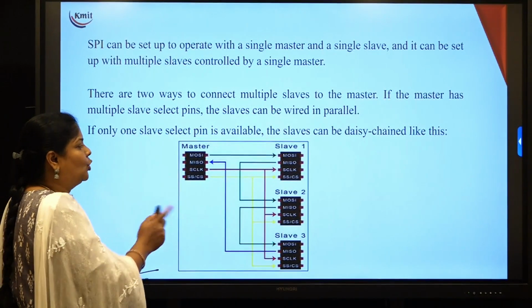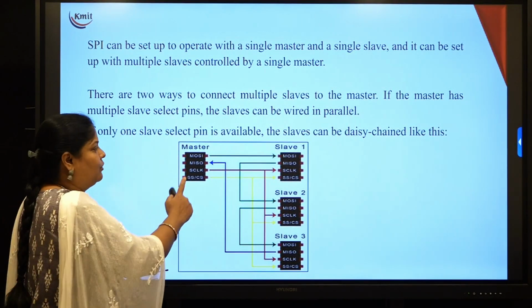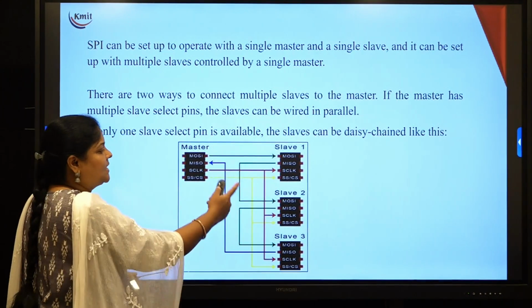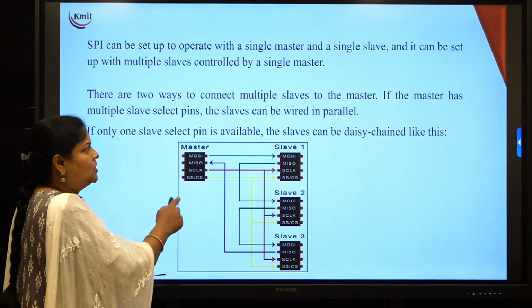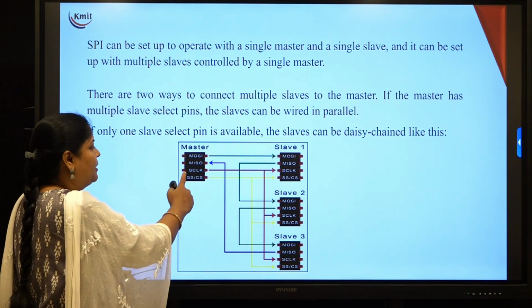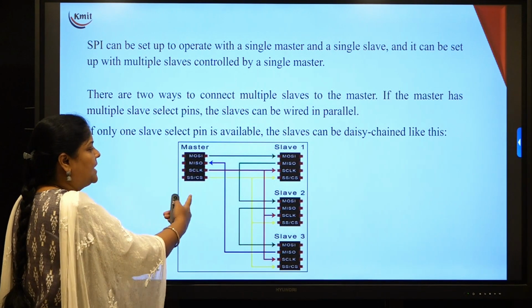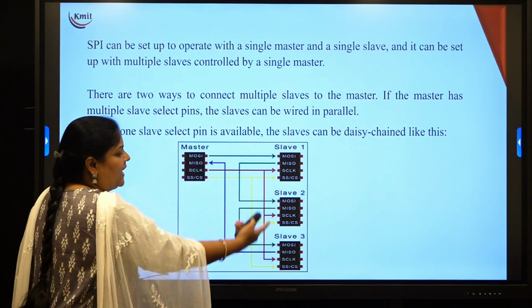Now there are two ways of communicating between the master and slave, whether you are communicating from one master to one slave or one master to multiple slaves. So there are two ways to connect multiple slaves to the master. If the master has multiple slave select pins, then the slaves can be wired in parallel.